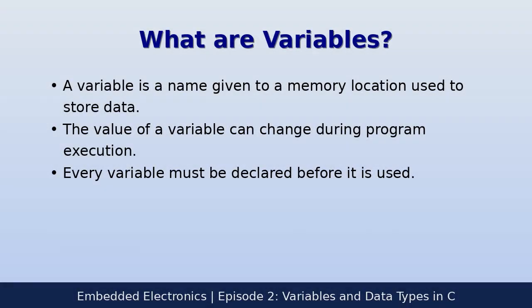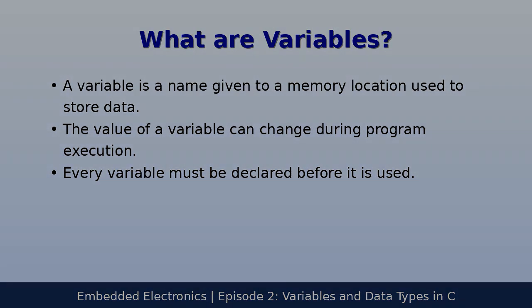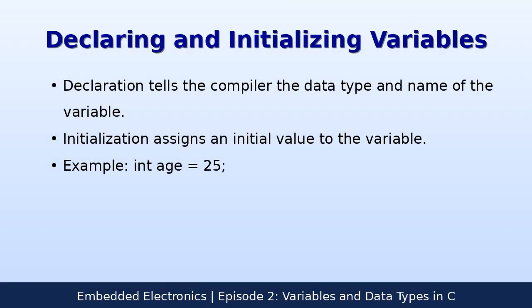A variable is a name given to a memory location used to store data. Its value can change during program execution, and every variable must be declared before use. Declaring a variable tells the compiler its data type and name. Initializing means assigning it an initial value, like int age = 25.